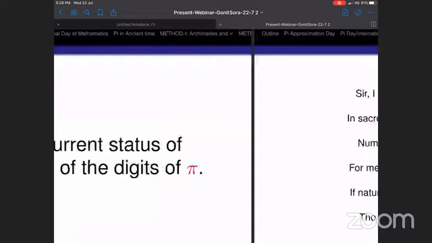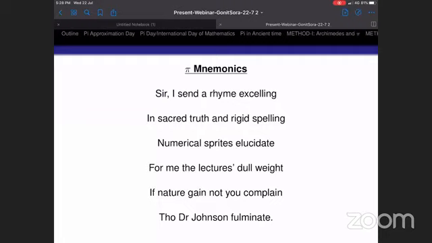Now I conclude my talk by giving some more tidbits on pi. There are pi mnemonics. What is pi mnemonics? So here you can say that. Don't try to extract the meaning, but this it is, sir, I send the rhyme excelling in sacred truth and rigid spelling, etc.